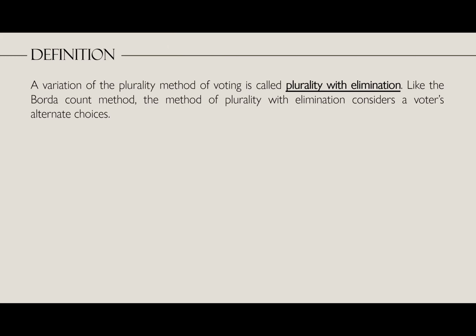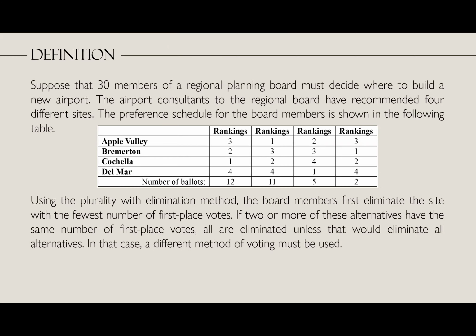So let's talk about it. Let's say I work with this scenario. I have 30 members of a regional planning board, and they want to decide, we want a new airport, we don't know where to put it. They hired some consultants, and then the consultants recommended 4 different sites: Apple Valley, Bremerton, Coachella, and Del Mar. So the 30 members of the board voted on where they think the new airport should be, in which of the 4 cities, according to this preference schedule.